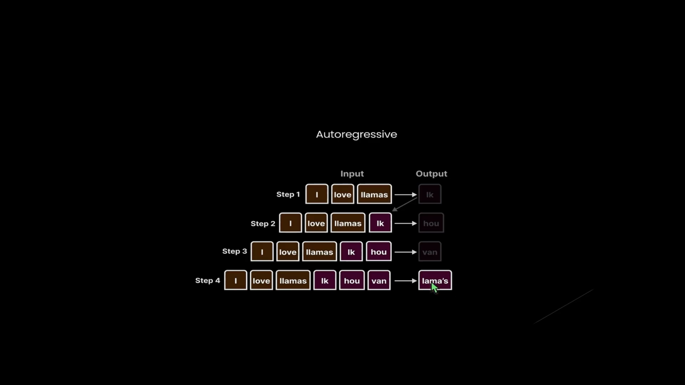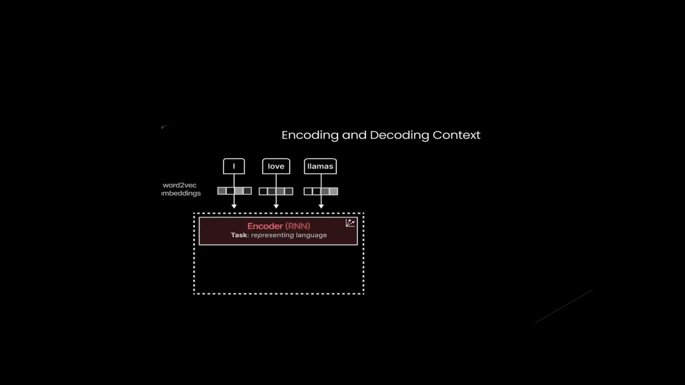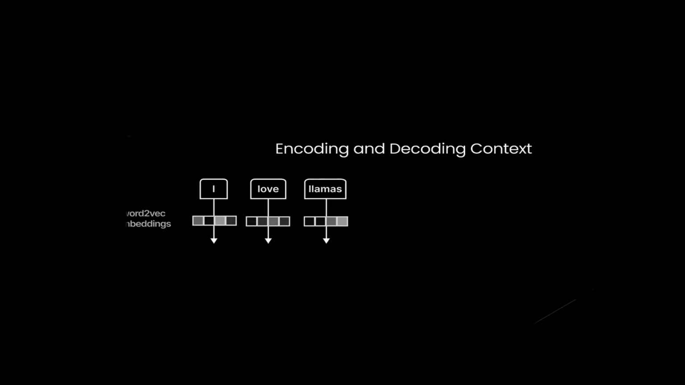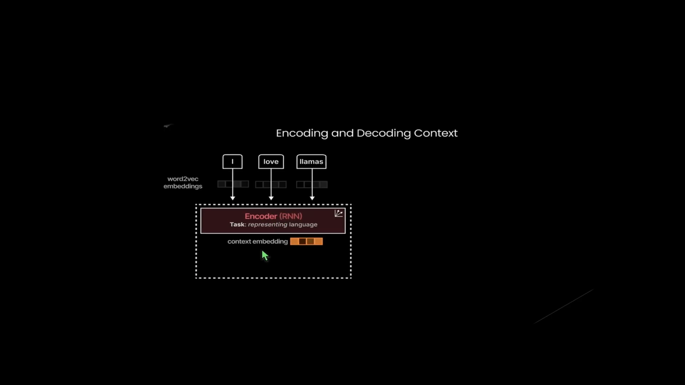The model processes the words step by step. First I, then love, then llama. Each step depends on the previous one. For instance, love might correspond to 2 words in French, so the decoder needs to remember earlier parts of the sentence to generate a grammatically correct translation.